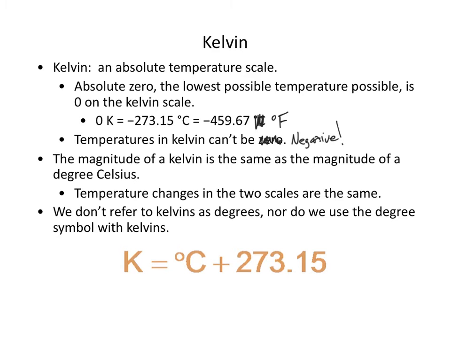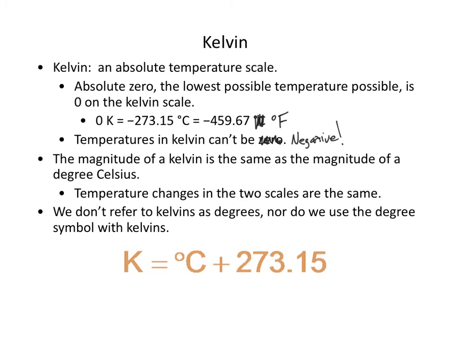So what's useful about this is in the Kelvin temperature scale, temperatures cannot be negative. And so this helps us out a lot in calculations where having a negative temperature might give us weird results in the calculations. And so for many applications, we have to use the Kelvin temperature scale.